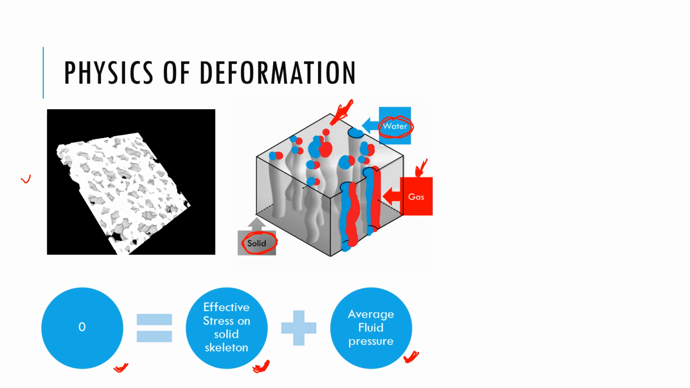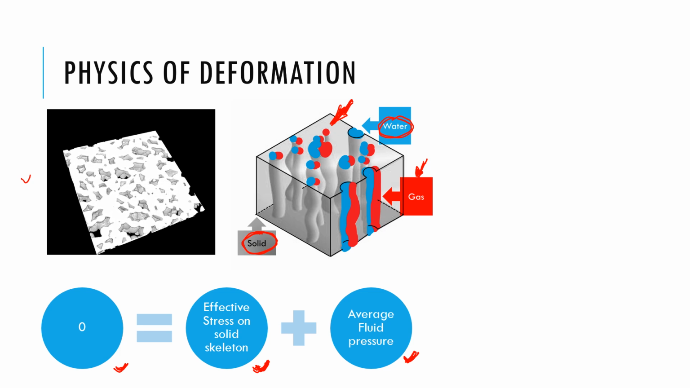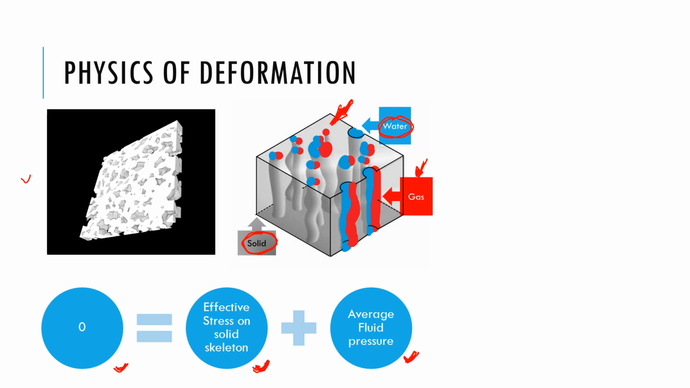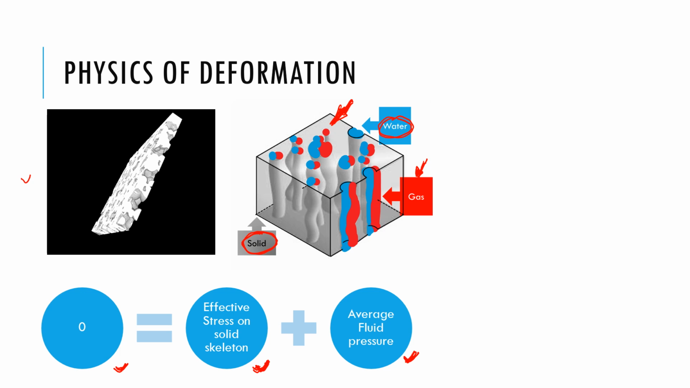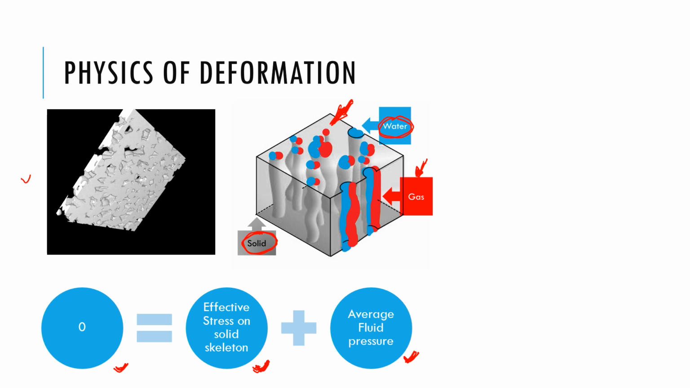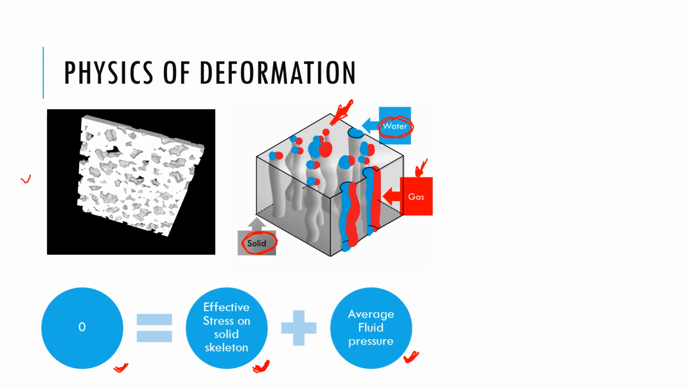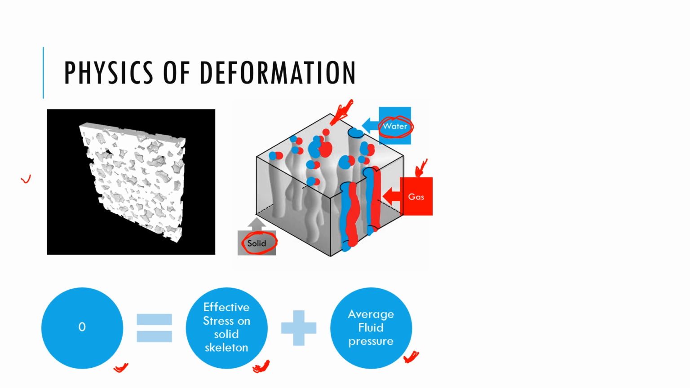But if we know the stress, then we have to know how much is the strain, or because of the stress, how much does it deform. So what we need is material models on how the rice deforms.